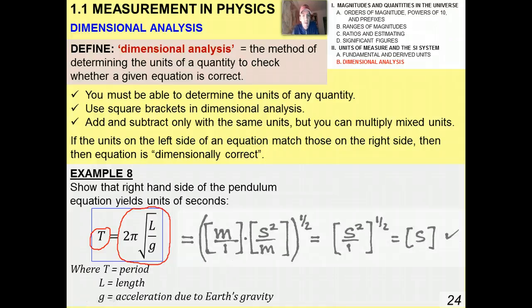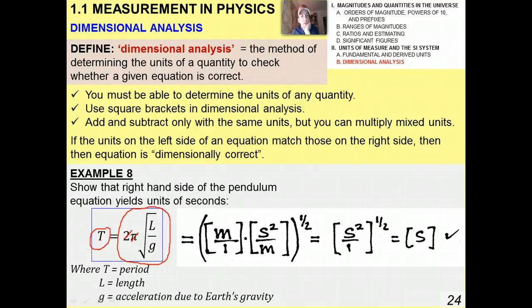So we're going to verify this, and the way that we do it is this. I'm going to rewrite the equation, but I'm going to rewrite it using only units. And here are my square brackets. Let me explain what I'm doing here. First of all, the 2 pi, we don't care about that in terms of dimensional analysis because that's a constant. Both of those terms are a constant.